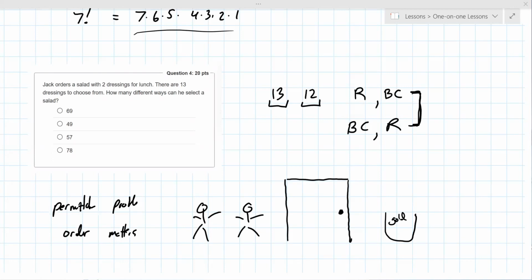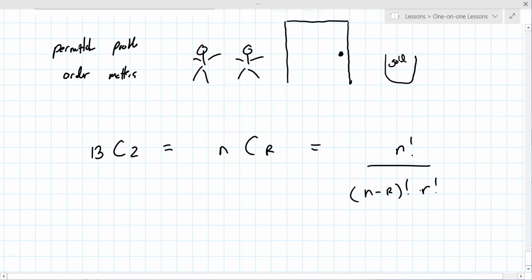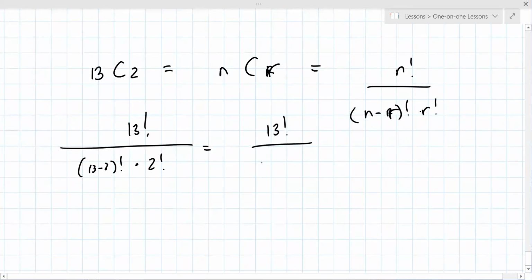All right. Well, the answer here is that this problem is 13 choose 2, and there's a formula for this. There's an nCr formula. The formula is n factorial over n minus r factorial times r factorial. Actually, these are lowercase. In your problem, n is 13, so it's 13 factorial over 13 minus 2 factorial times 2 factorial. So it ends up being 13 factorial over 11 factorial times 2 factorial.